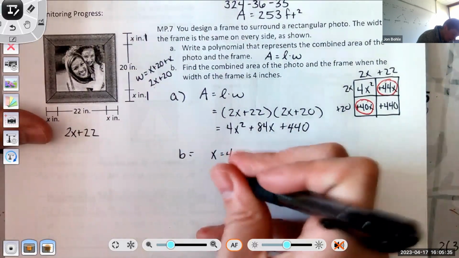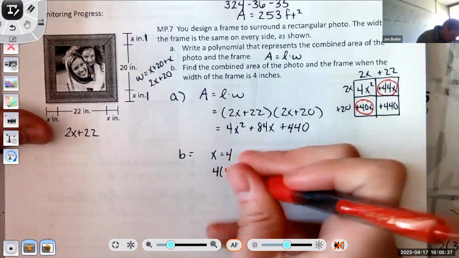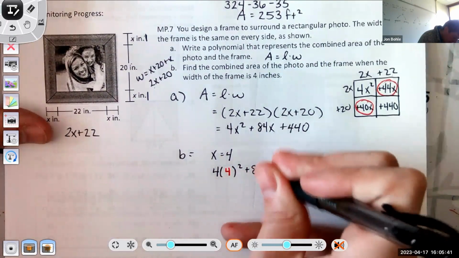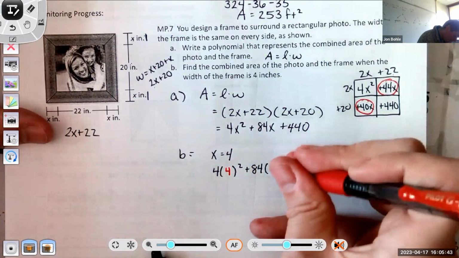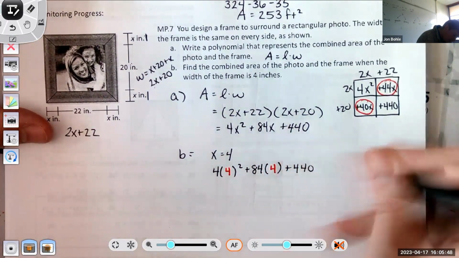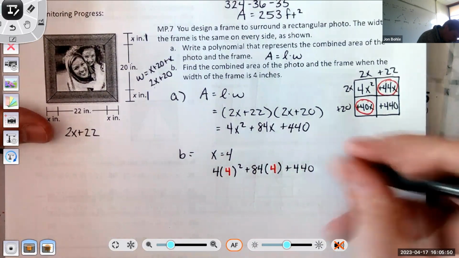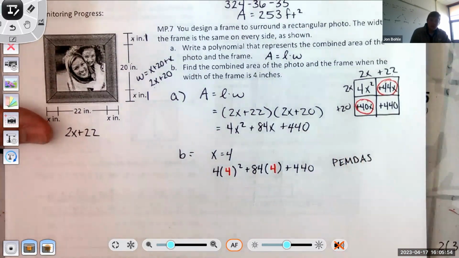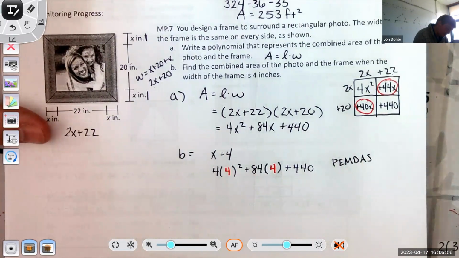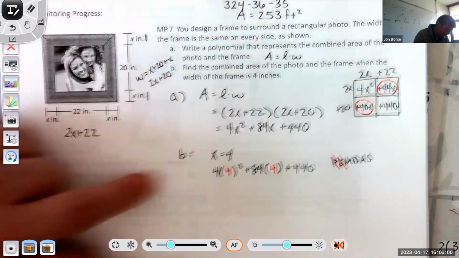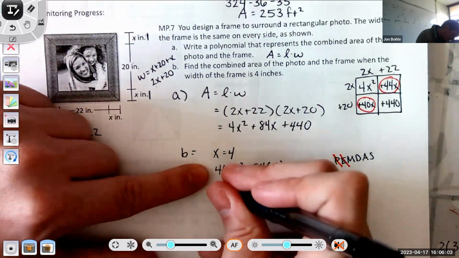And then we can just plug that value in. So I have 4 times 4 squared plus 84 times 4 plus 440. Okay, we are going to utilize PEMDAS to evaluate this. Okay, P is going to stand for parentheses, none to do. E for exponent. I do have one exponent here, 4 squared, so that's going to be 16.